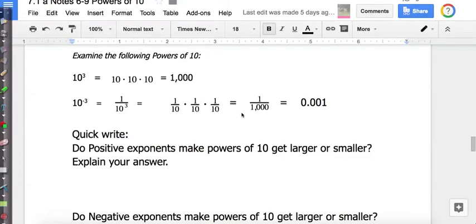Welcome to part 2 of my notes on powers of 10. So I am on the top of page 8. We're going to continue where we left off yesterday. It says, examine the following powers of 10.